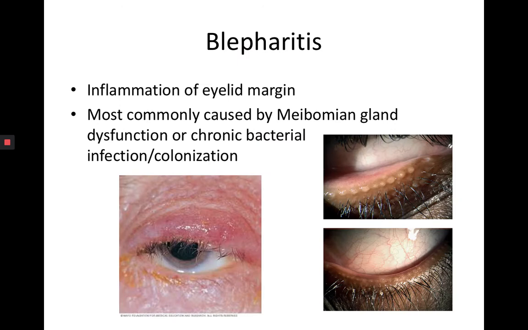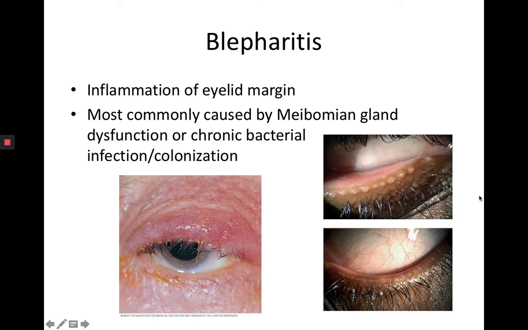The first eye pathology that we're going to discuss is blepharitis, which is inflammation of the eyelid margin. There's usually very little or no ocular involvement. This is a very common chronic ophthalmologic condition that typically involves both eyes and is most commonly caused by meibomian gland dysfunction or by chronic bacterial infection or colonization.